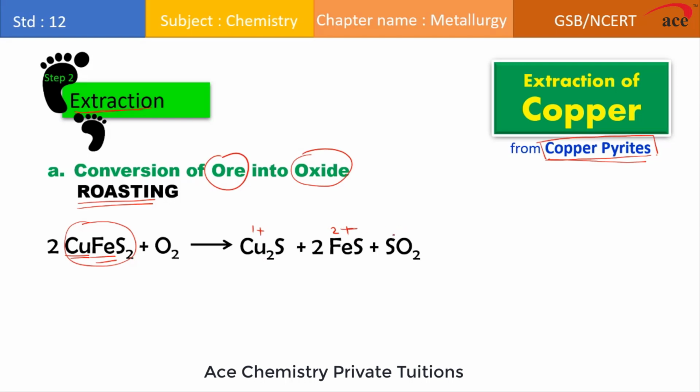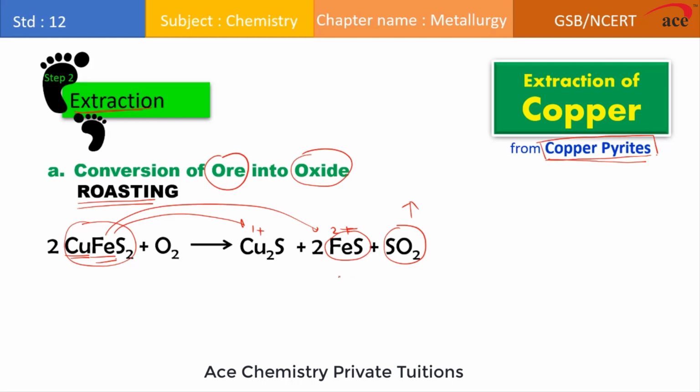During this process, the byproduct, the waste product which is obtained, is sulfur dioxide gas. Since it is a gaseous product, it is taken out from the mixture. So in the first step of roasting, this copper pyrite gets converted to copper 1 sulfide and iron 2 sulfide. Student, please remember, iron 2 sulfide is acting as what?